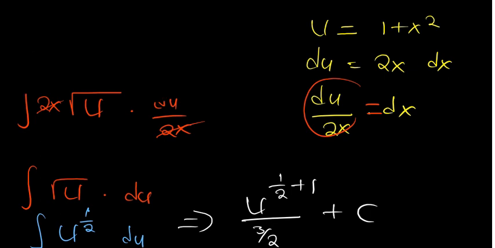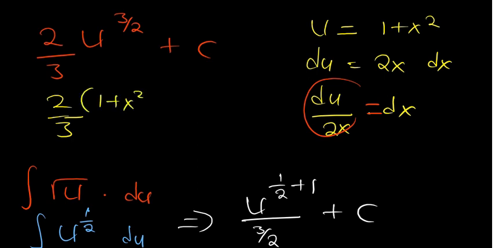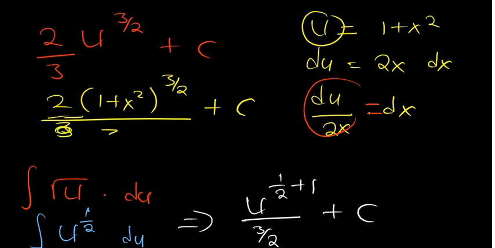Now some of you already know that this simplifies. Dividing by 3 over 2 is the same as multiplying by 2 over 3. So it will be 2 over 3, and then u to the power 3 over 2, and then plus a constant c. Now this is just the same as 2 over 3. What is u now? Our u is 1 plus x squared, all to the power 3 over 2, plus c. You can even draw a line here so that it makes more sense. So that is basically the integral of the question we had.